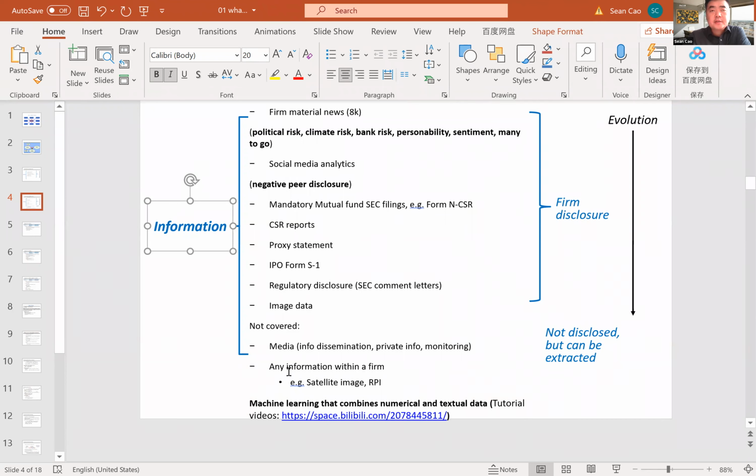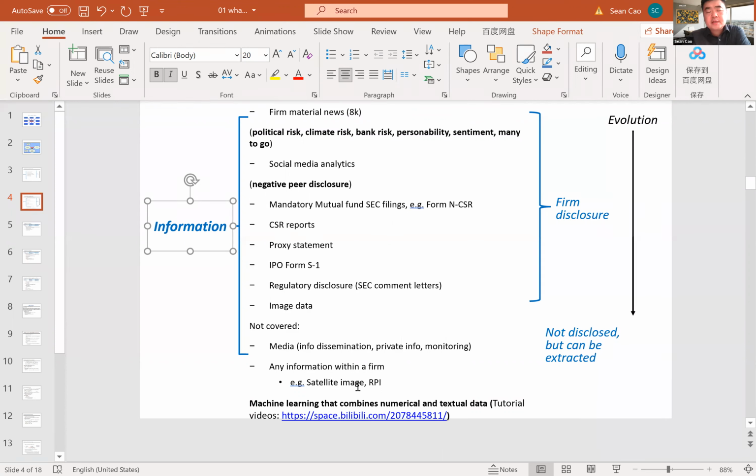Some information I didn't cover in the class, for example, satellite images, this kind of data. The reason I didn't cover this is that it's very difficult to crawl this data from the website. All the data I give you are publicly available. You can crawl them and collect them from websites. There is some proprietary data that is not available, for example, satellite image data.